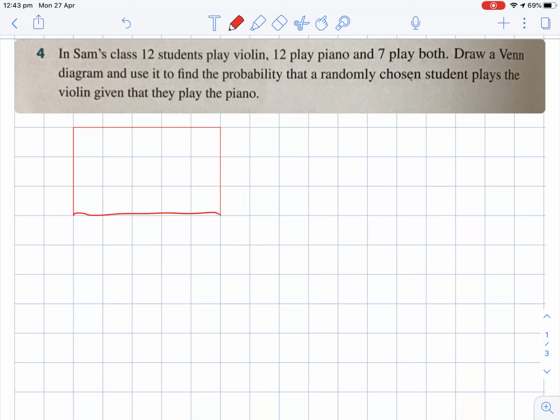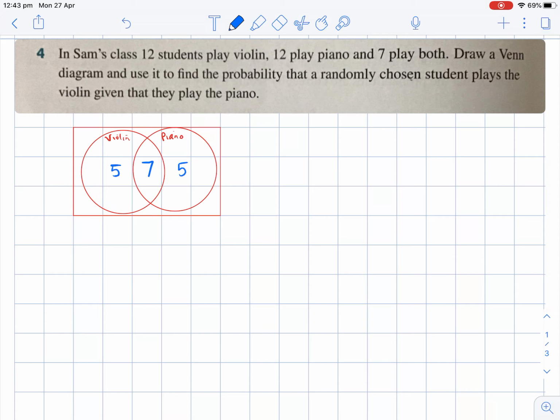I'll quickly make a nice diagram here. So here we go, my Venn diagram. Let's say that this first circle is the violin and the next one's the piano. Now when I do my Venn diagrams, the first thing I'll do is put in the part that is both of them in the middle. And then I've got 12 students who play violin, so the total circle for violin has to equal 12. I've already got 7 in the middle, so this part will be 5, and it's exactly the same for the piano. So I've got 5 on this side.